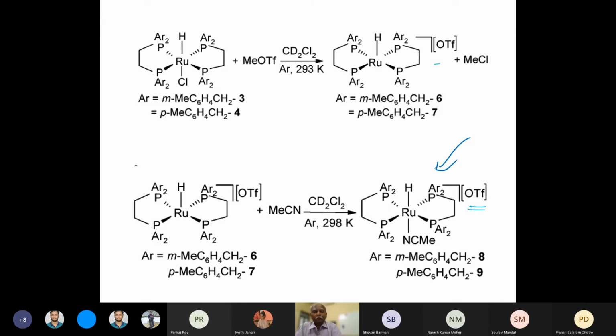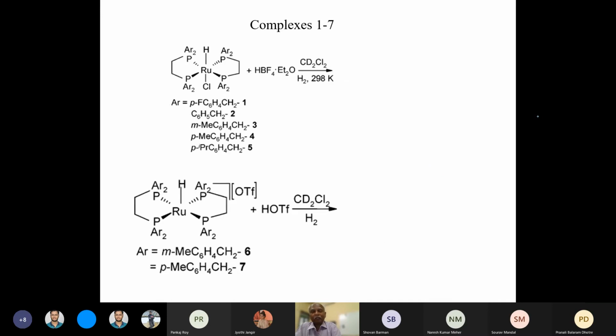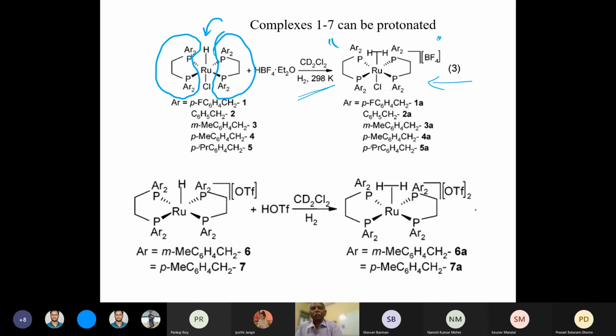So this is one way in which you can see the reactivity of the hydride complex here. Now it turned out that if you took this complex and treated it with a strong acid, HBF4, HBF4 is a strong acid, you can protonate this complex. This is protonation of this complex, and the proton in fact reacts with this hydrogen.